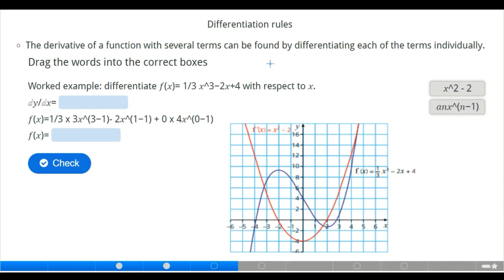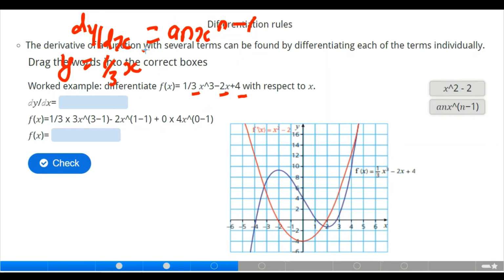Differentiate f of x equals 1 over 3 x raised to the power 3 minus 2x plus 4. So let's differentiate using our formula. dy over dx equals a n x raised to n minus 1. For this first one, I said that we have a term. This is another term. We have another term. 1 over 3 x raised to the power 3 is a term. Minus 2x is a term. 4 is also a term. So we are going to be differentiating them individually. So we have y equals 1 over 3 x raised to the power 3 minus 2x plus 4.